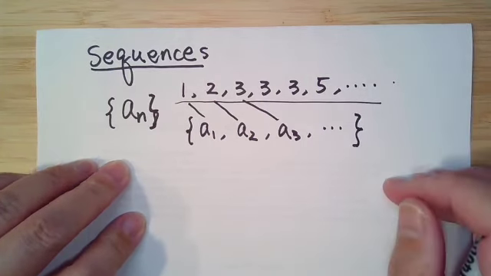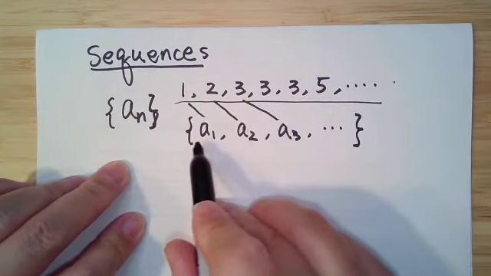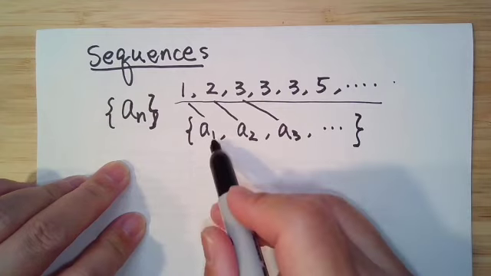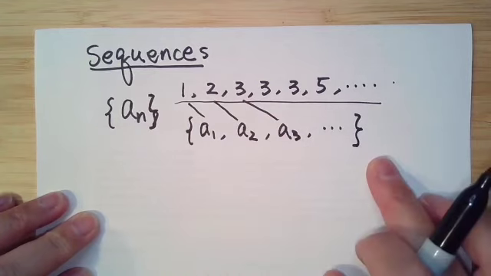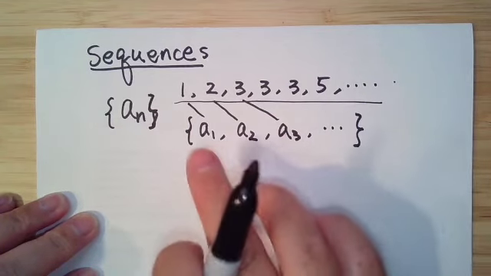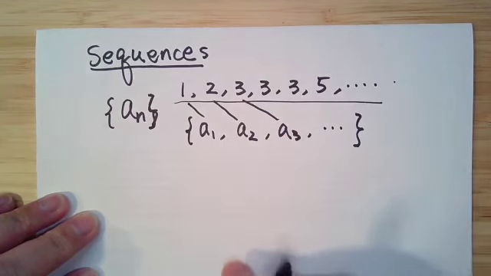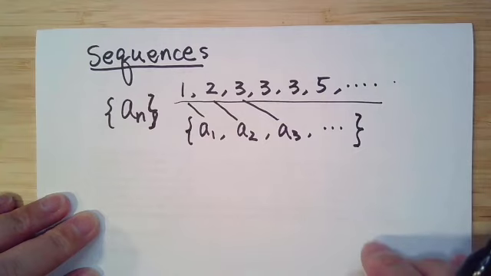So you can tell the sequence is just like the whole series of numbers, and we put commas between them, and it also has an order. The order makes sense, right? It's the first one, second one, third one. We call these the first term, second term, third term.